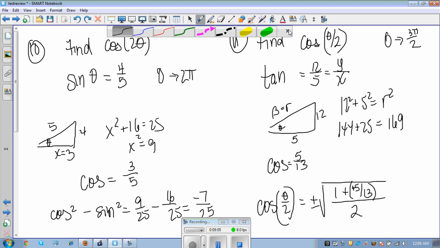And then here's 2 more of my least favorite questions. Well, actually, number 10 is not so bad. Cosine double angle. Sine's a 4/5. I'm working on a 0 to a 2 pi. Very important to remember that, which reminds me I need to change that.